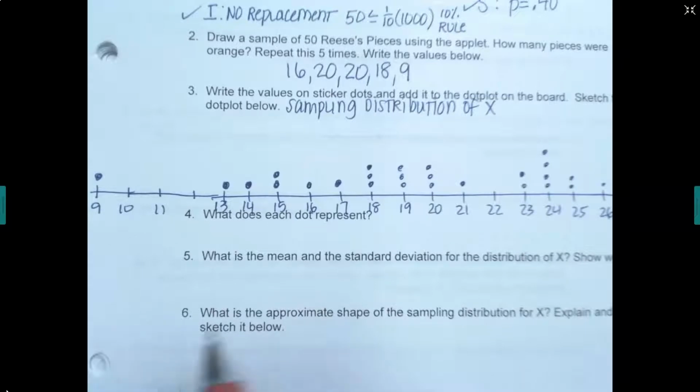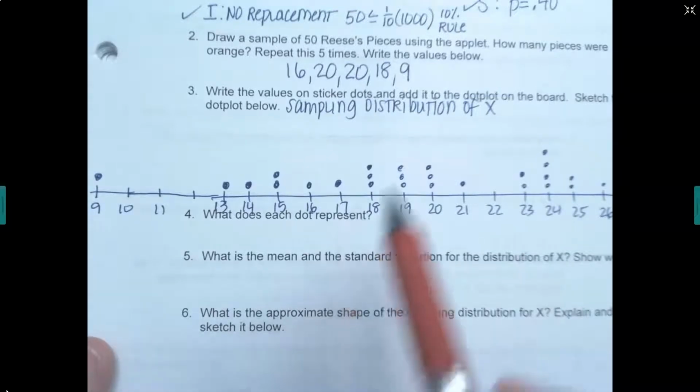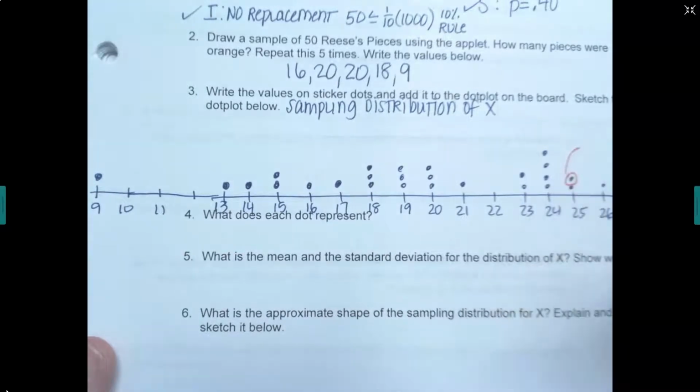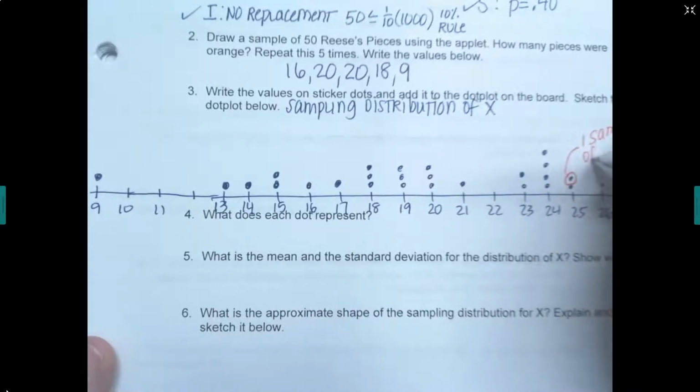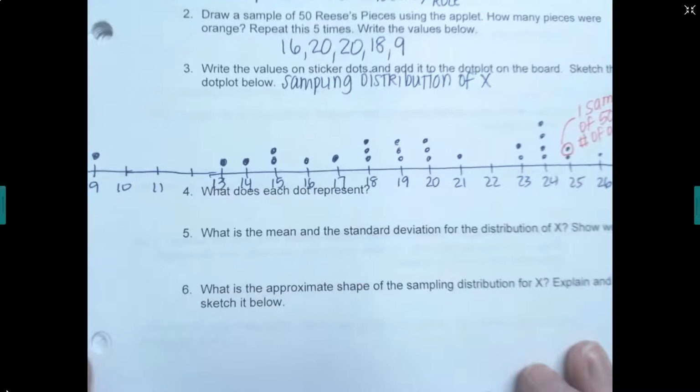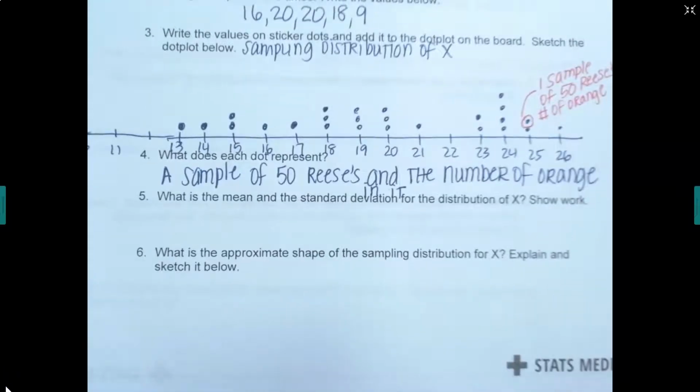Okay, so make sure you get a copy of this. And remember, a single dot, one single dot represents one sample of 50 Reese's and the number of orange. Okay, you always have to know what your dots are representing. All right, so we know what each dot represents.